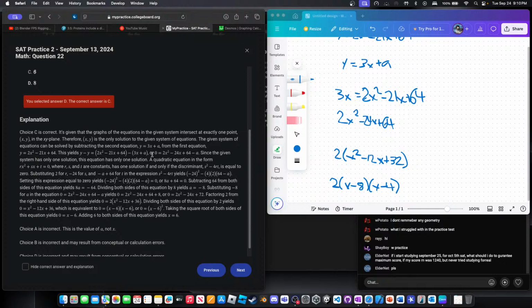Anyways, let's see. Therefore, xy is the only solution of the given system of equations. Yes, this would be true. The given system of equations can be solved by subtracting the second equation from the first equation. This yields 0 is equal to, and then we would just plug in whatever value that equals to 0.